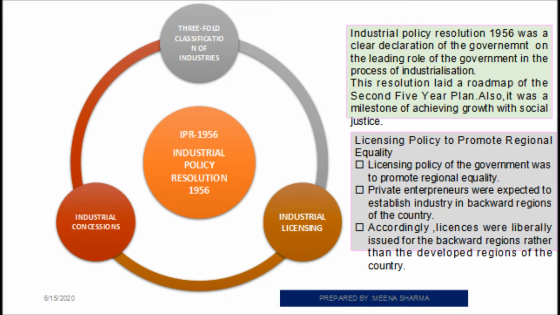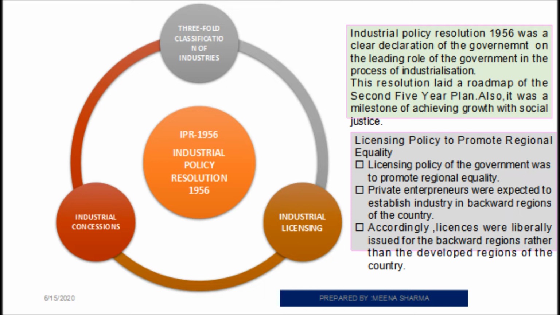IPR 1956, Industrial Policy Resolution 1956. Threefold classification of industries: industrial concessions, industrial licensing. Industrial Policy Resolution 1956 was a clear declaration of the government on the leading role of the government in the process of industrialization. This resolution laid a roadmap of the second five-year plan. Also, it was a milestone of achieving growth with social justice.